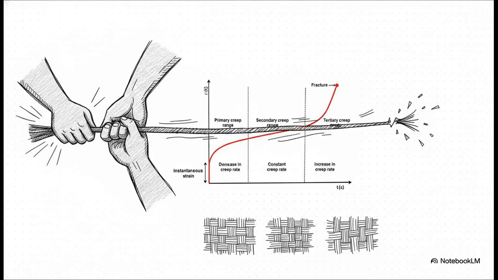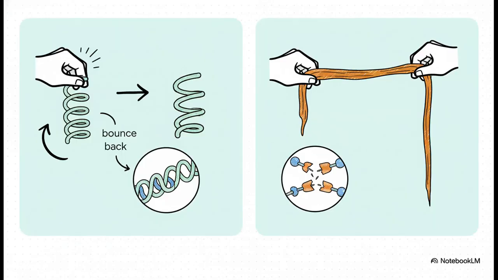So as soon as you put a load on it, you get this quick initial stretch. That's primary creep. Then it settles into this long, slow, steady stretching phase called secondary creep. Finally, the structure starts to give up, the stretching gets faster, and eventually it fails.